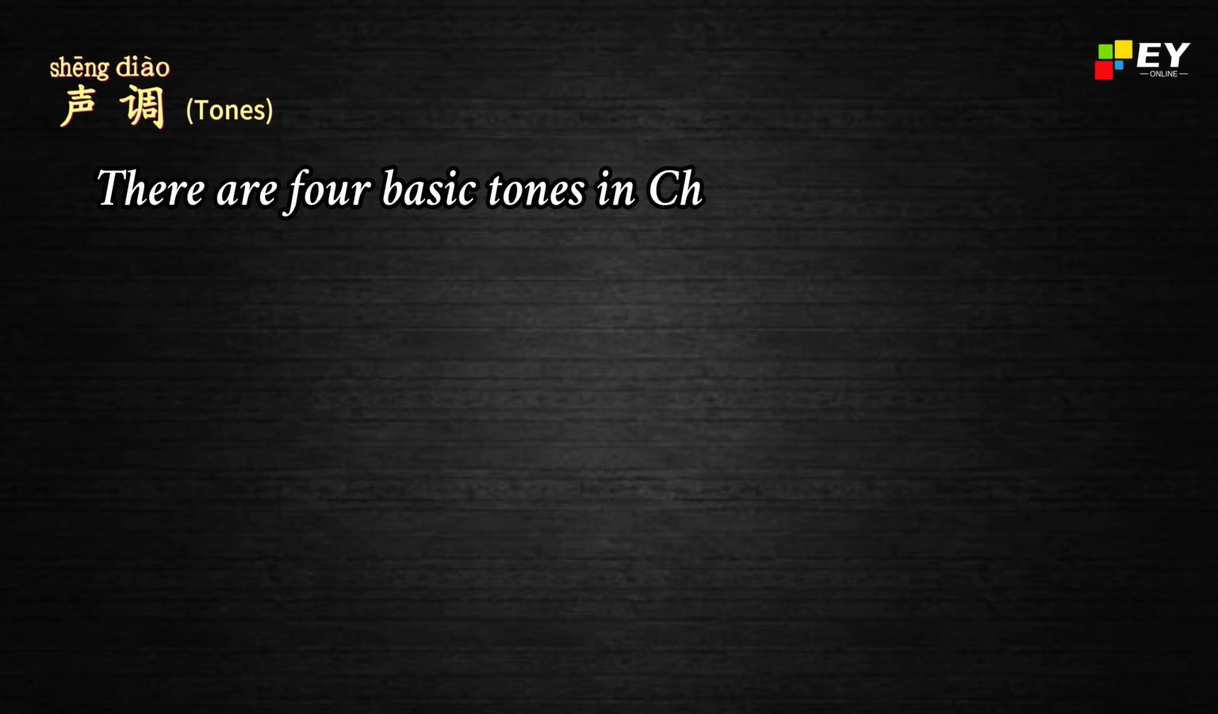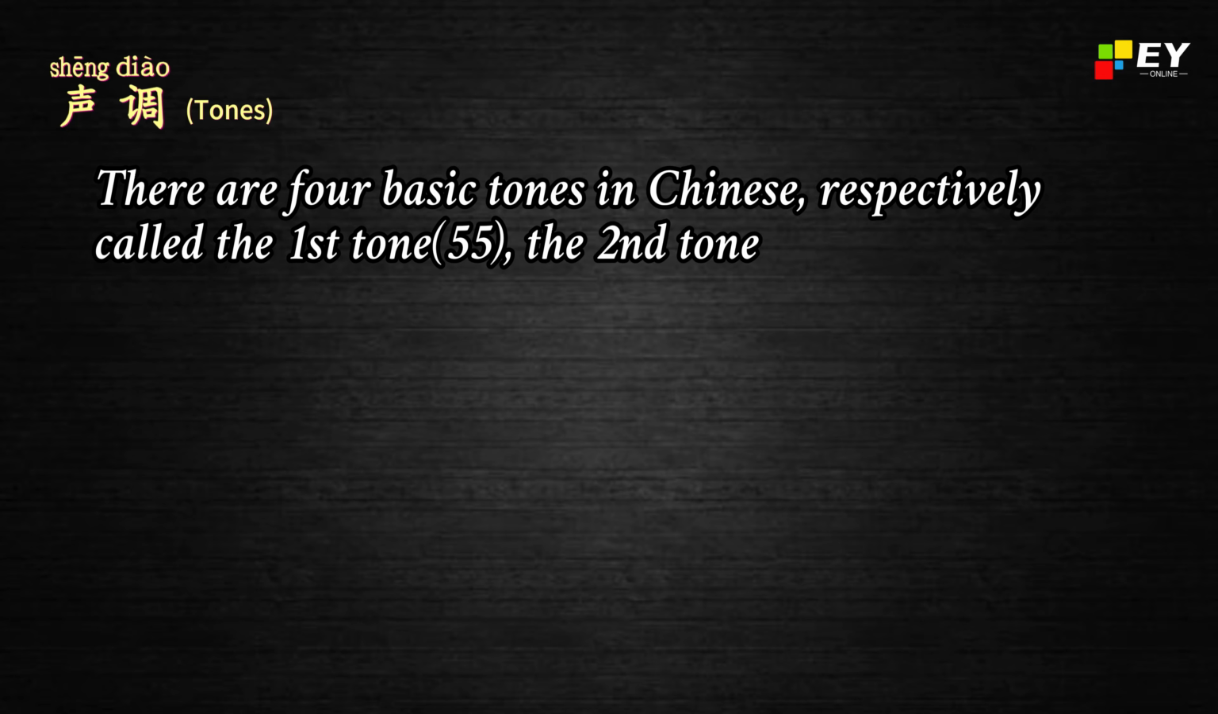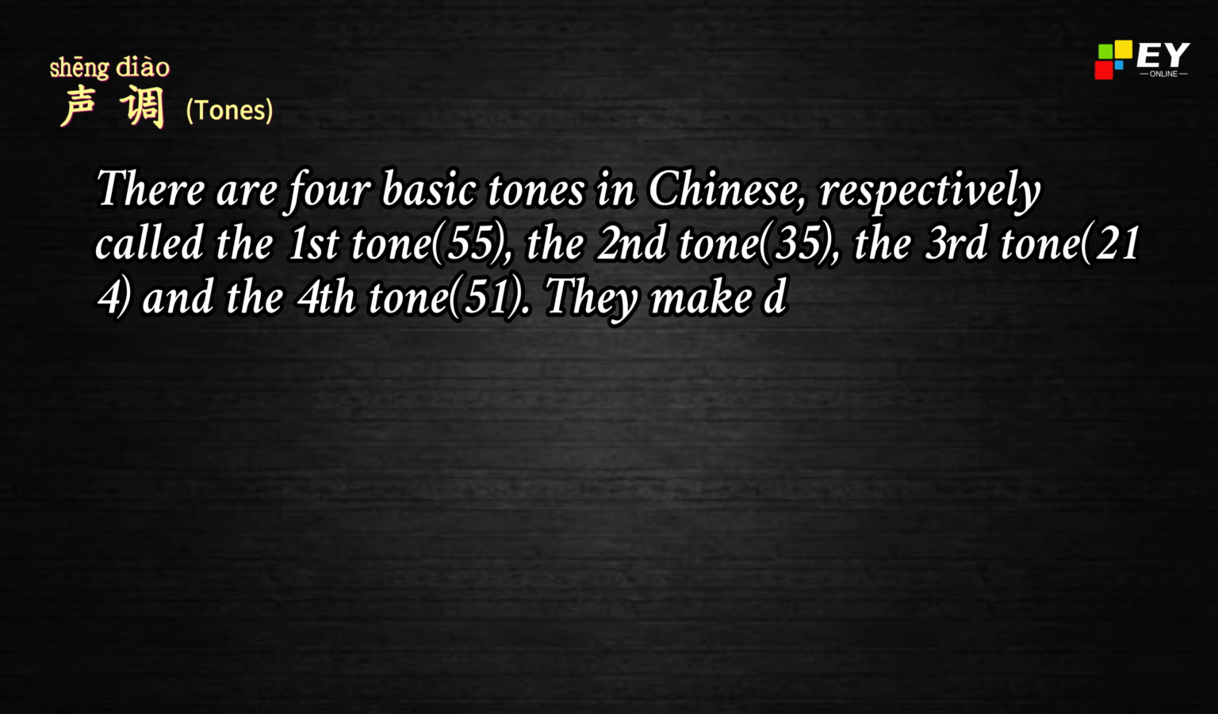Tones. There are 4 basic tones in Chinese, respectively called the first tone 5 to 5, the second tone 3 to 5, the third tone 2 to 1 to 4, and the fourth tone 5 to 1. They make differences in meaning.